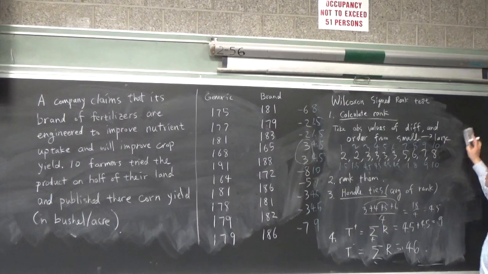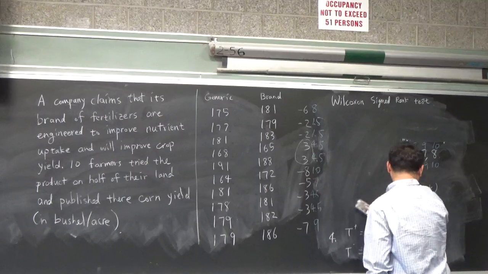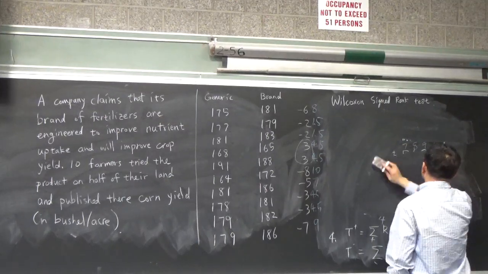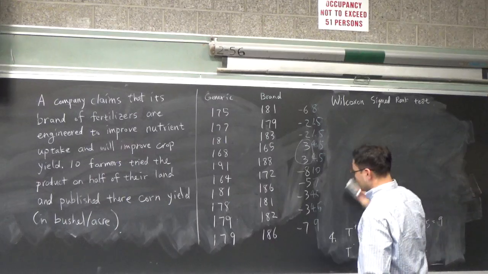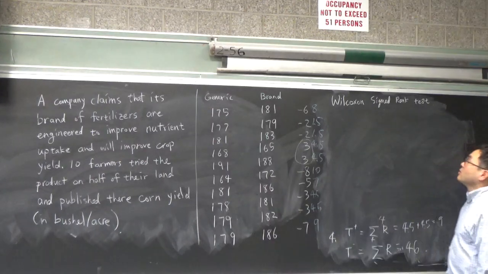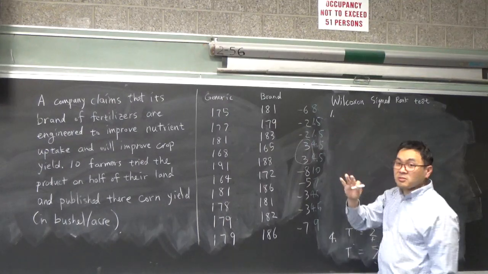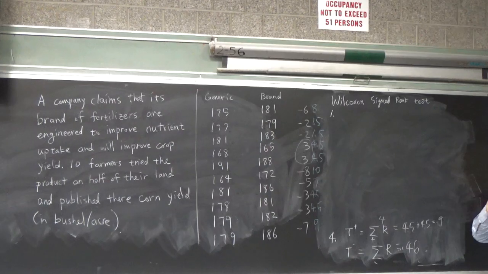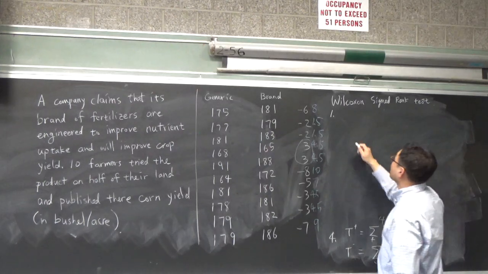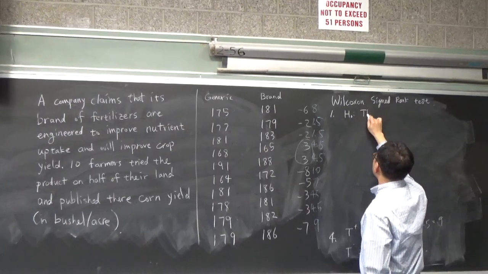Now let me explain what the Wilcoxon signed rank test does. It's still the same four-step hypothesis testing. H0 is that the medians are the same.